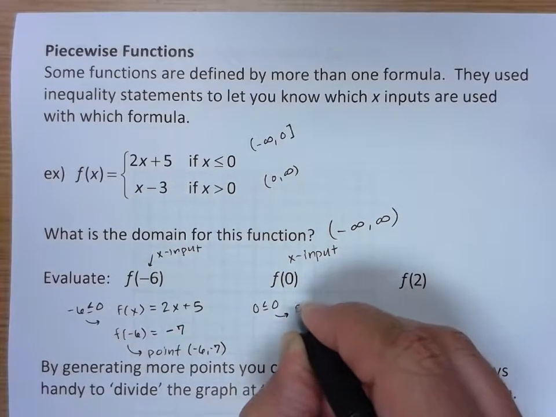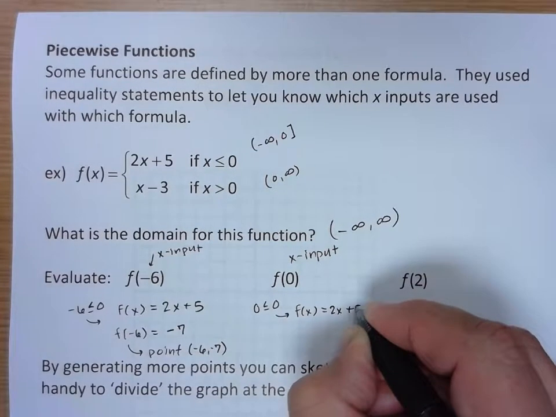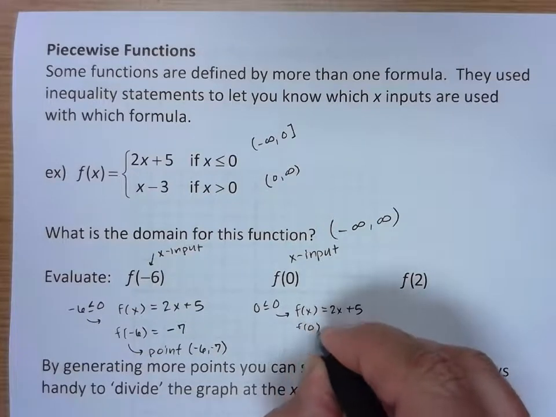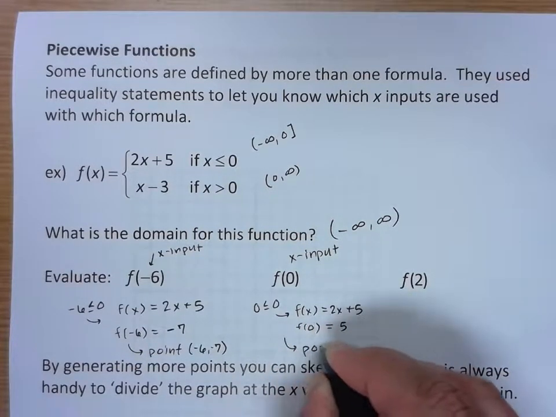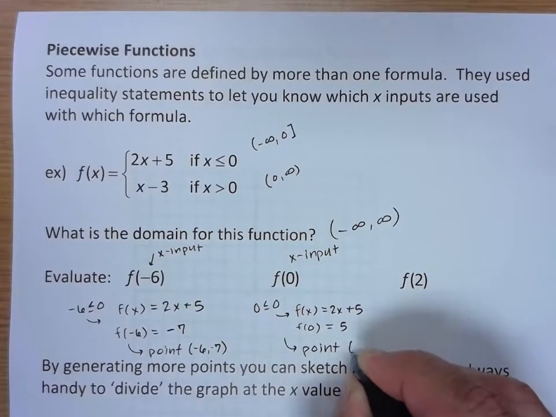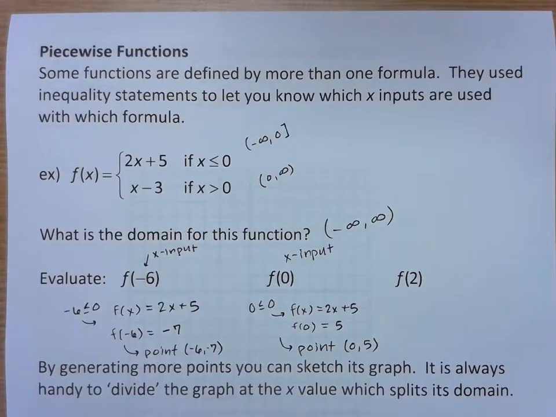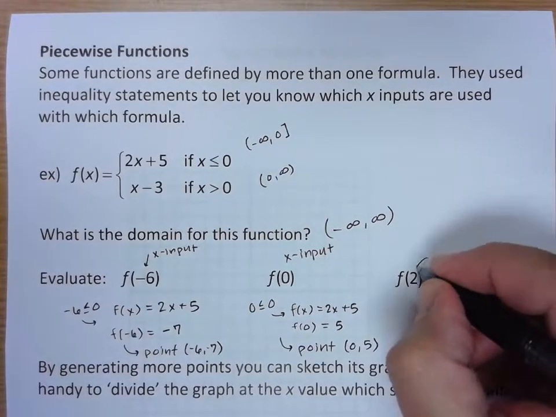So once again, we're going to use the formula f of x equals 2x plus 5. If I'm plugging in 0, f of 0 gives me 5. And that generates another point on the graph: a point at x equals 0, y equals 5. We just found the y-intercept of this graph. Okay. So now for x equals 2, x input of 2.